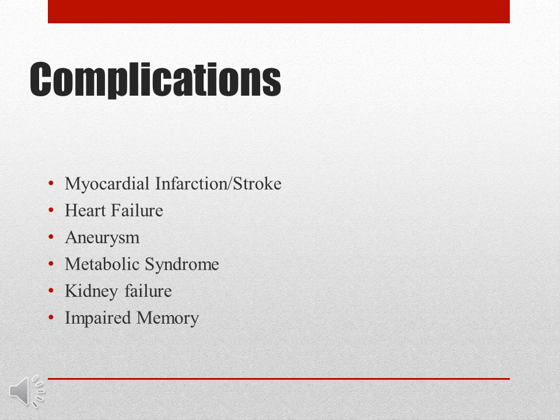Aneurysm. Increased blood pressure can cause blood vessels to weaken and bulge, which forms an aneurysm, which increases an individual's chance for stroke. Metabolic syndrome. This syndrome is a cluster of disorders of your body's metabolism, including increased waist circumference, high triglycerides, low high-density lipoprotein, which is low good cholesterol, high blood pressure, and high insulin levels.